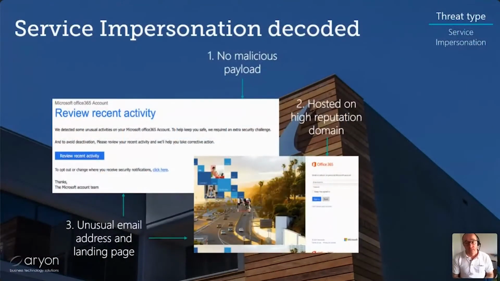And now with the service impersonation emails we see getting sent out, they're really good at hiding it. They'll set up new valid domains on the internet that aren't on any negative reputation lists that are going to get blocked by web filters and that sort of stuff.